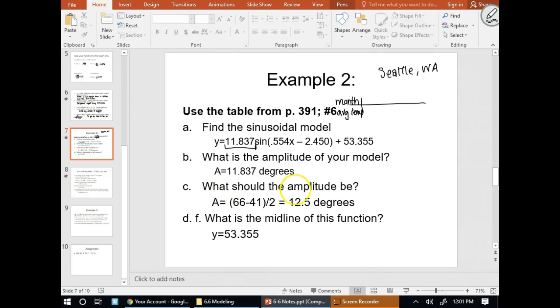Let's not worry about this part. I don't like doing this part. From the table, if you found the difference between the highest and the lowest and divided it by 2, you could see what it should be, but we're just going to go with the equation for this. For D here, what is the midline of this function? The midline comes from right here. That's y equals 53.355, and that is your average temperature.